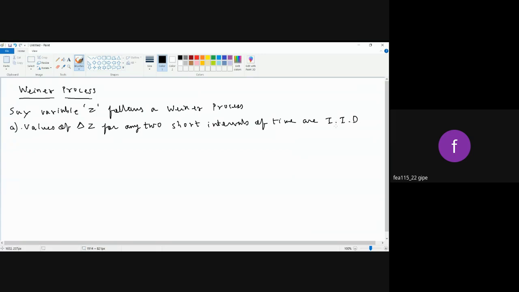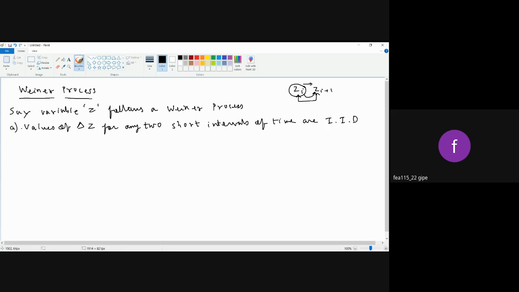IID stands for independent and identically distributed. That implies that the increments in z are not dependent on each other. Let's say I have two increments, zi and zi plus 1, which I'm looking at from an evolution perspective. Then these two are not correlated. That is, what the value of zi was has no impact on what the value of zi plus 1 is going to be. So that way there is an independence.